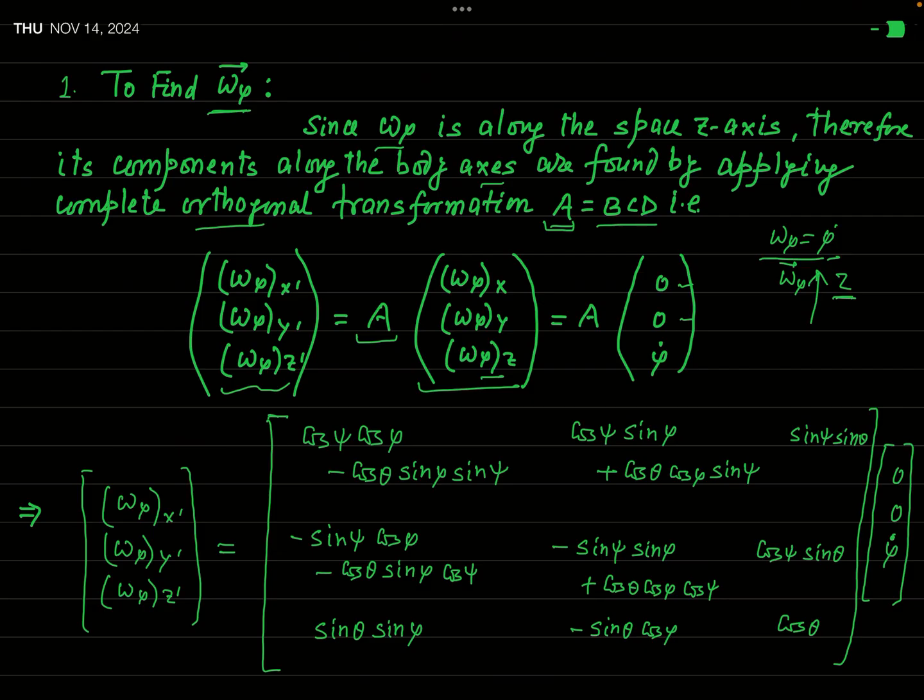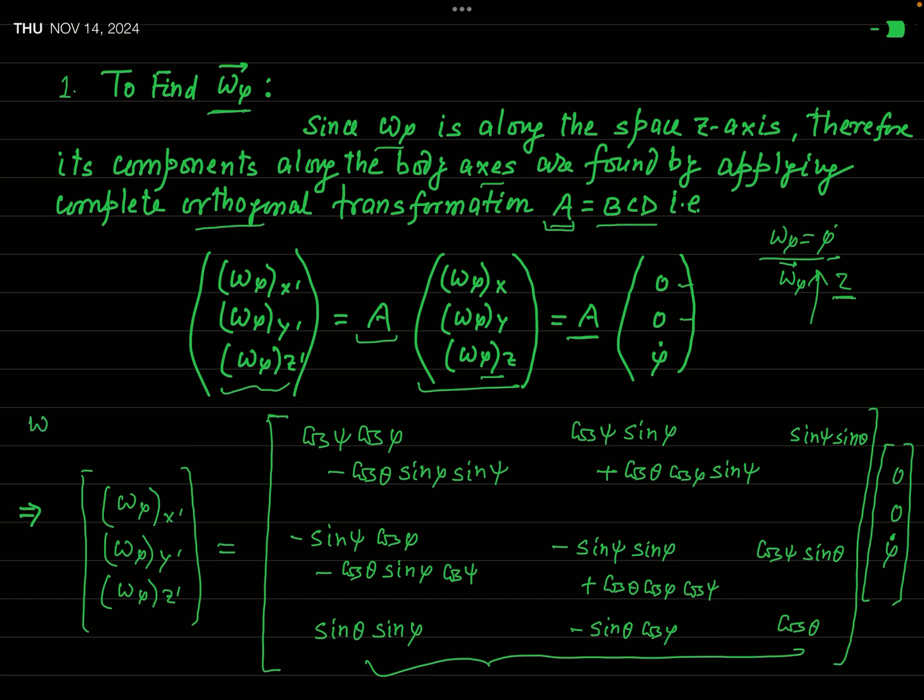Now, for finding omega phi x prime, omega phi y prime, omega phi z prime, let us substitute the value of this complete transformation matrix A. You have just seen that this is your matrix A, so I have written it here. This will be multiplied with this column matrix 0, 0, phi dot. Now you can easily find the values of omega phi x dashed, omega phi y dashed, and omega phi z dashed. Let us see.